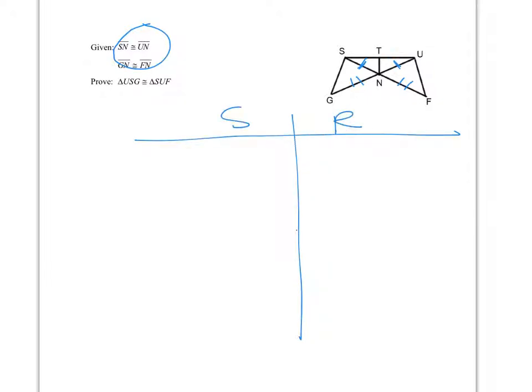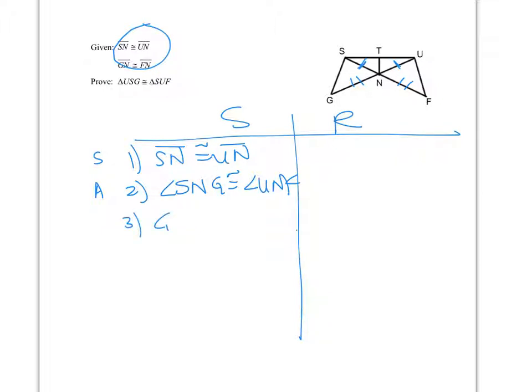So first we're going to prove SNG and UNF are congruent. And we could do that pretty much with the given statements and with the vertical angles. So angle SNG is congruent to angle UNF. Those are the angles. So we have an angle, we have a side, and then we have a second side. So by SAS, triangles SNG and UNF are congruent.